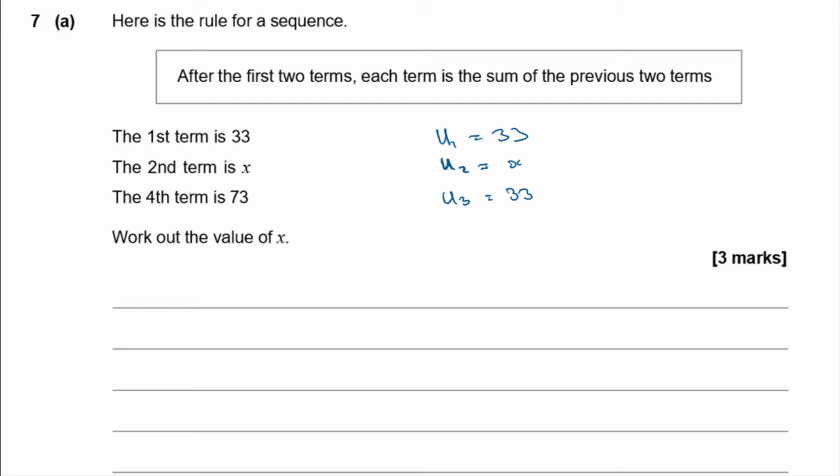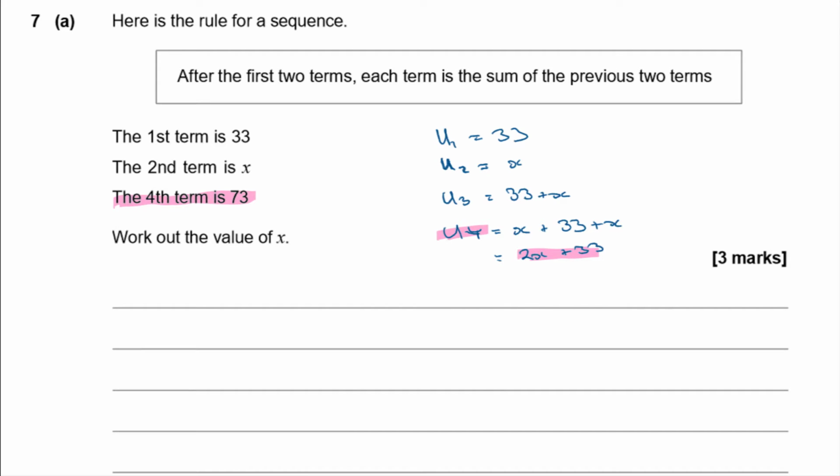It's going to have to be 33 plus x. And then u4 is going to have to be the sum of u2 and u3. So it's going to have to be x plus 33 plus x. In other words, it's 2x plus 33. Okay, but we've actually been given the value of the fourth term in the question. We've been told it is equal to 73. So this expression over here, u4, has to be equal to 73.